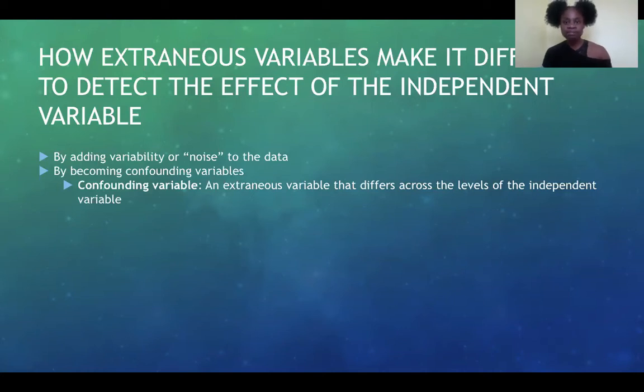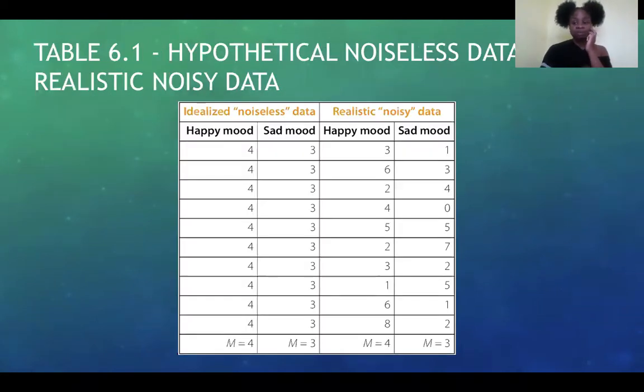Okay? So let's look at some of these figures that are in our textbook, okay? So table 6.1, this is the noisy data. You can find this in your textbook on page 100, okay? So one reason researchers try to control extraneous variables is so that their data look more like this idealized noiseless data, okay? Happy mood, sad mood, okay? It makes the effect of the independent variable easier to detect, obviously, okay? So pause, take a look at this.